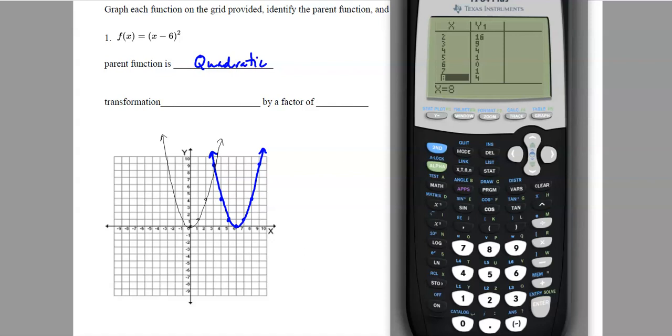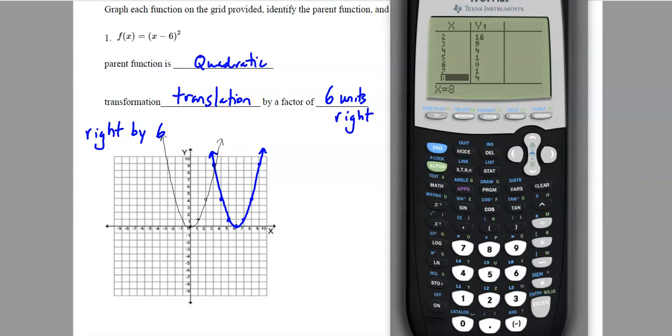It looks like the new one has just been shifted to the right by 6 units. All right? Shifted right by 6 units. So if we went right by 6, I'm just going to say the transformation was a translation by a factor of, and I guess by a factor of doesn't really make sense in this case, but translation by a factor of 6 units right.